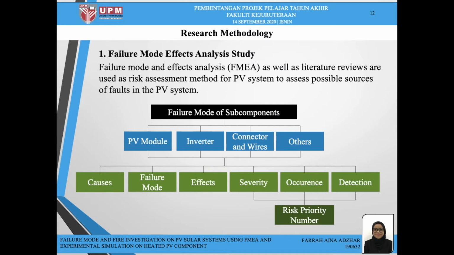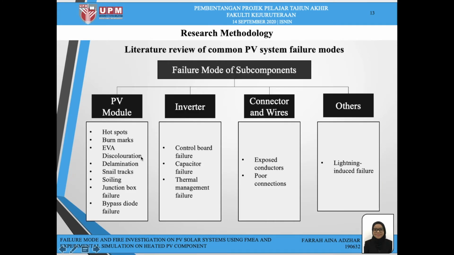The failure modes and effects analysis study, or FMEA, is done in conjunction with literature review as well as a survey, and it is done as a risk assessment method for PV systems to assess the possible sources of faults. As mentioned earlier, we have PV module, inverter, connector, and wires, as well as other failure modes. For each of the failure modes, we assess the causes, failure modes, as well as the effects, and we assign a severity ranking, occurrence rating, as well as detection rating. We can multiply the severity, occurrence, and detection ratings to get the risk priority number. Each of these points represents a failure mode.